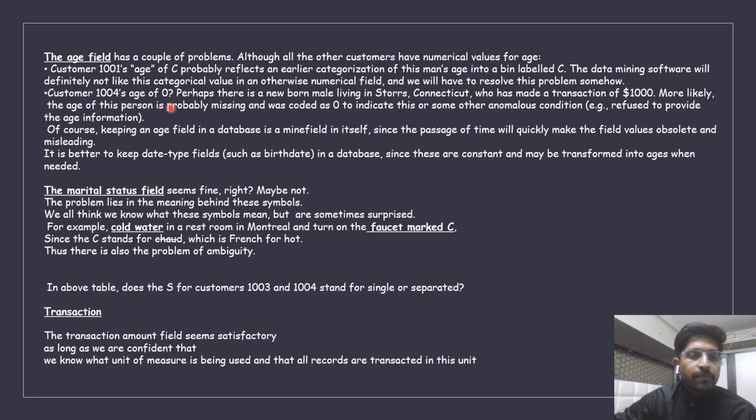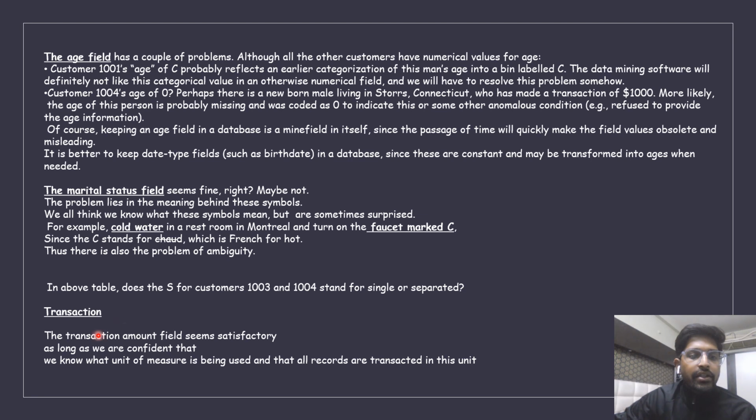In the given database, in the marital status field, the problem lies in the meaning behind the symbols. We don't know what the symbols M, S, and C stand for, such as married, so this is a problem in the marital status field. The next column is the transaction column.